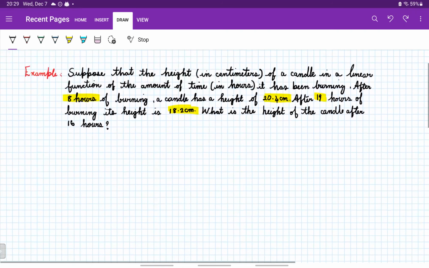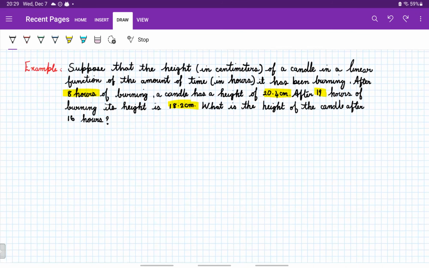In the first question here, we are given that suppose the height in centimeters of a candle is a linear function of the amount of time it has been burning. So basically the height of this candle is in a linear relation with the time that it has been burning. After 8 hours of burning, a candle has a height of 20.4 centimeters, and after 19 hours of burning, its height is 18.2 centimeters. And we want to know what is the height of the candle after 16 hours.